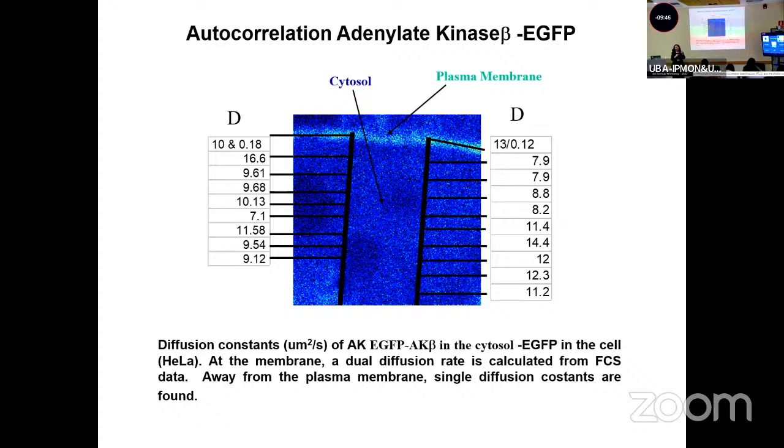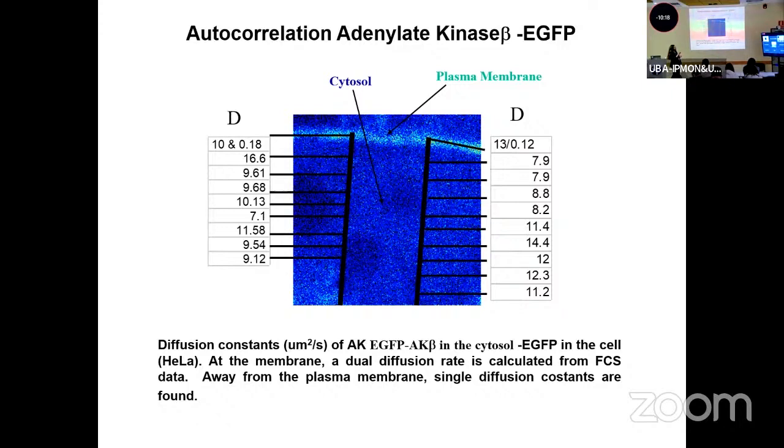Anyone know the diffusion coefficient of GFP in the cell? Andrea, I know you know. Yeah. It's around 20 micrometers squared per second, right? So even in the cytosol, adenylate kinase is slower than GFP in the cell. And at the membrane, you have a much slower diffusion component of 0.12. So definitely it's a bound protein and it's still fluctuating.